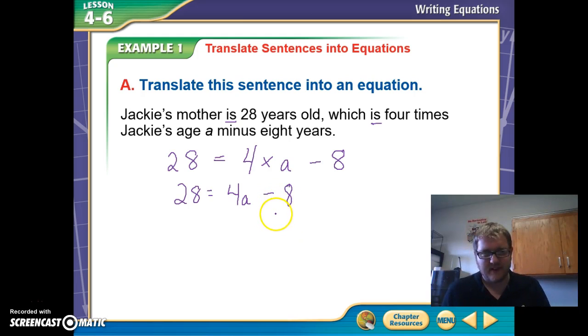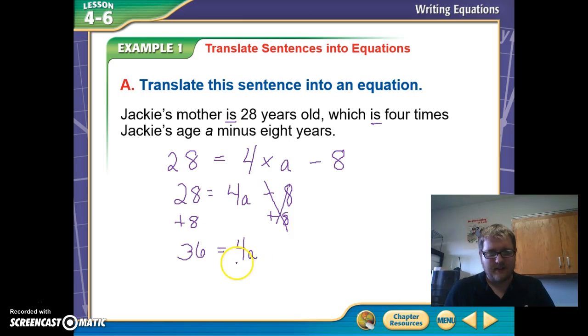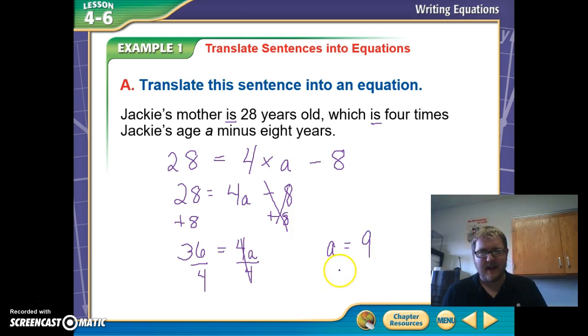I want to subtract first, or add. And here it would make sense to add the 8, because that causes these two to cross out. We'll add the 8. We get 28 plus 8, or 36, equals 4A. And now we're going to divide by 4 on both sides, so we just have 1A instead of 4A's. And that's going to tell us that 1A is equal to 36 divided by 4, which is 9. And if we took 4 times 9, which is 36, and subtracted 8, we would get her mother's age, 28. So the answer there is 9 years.